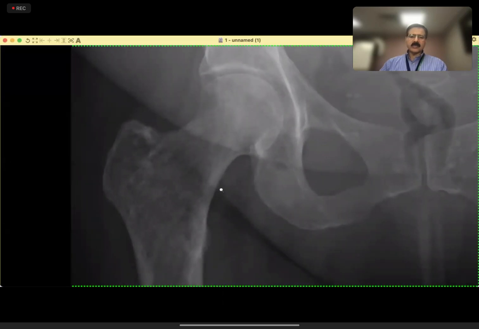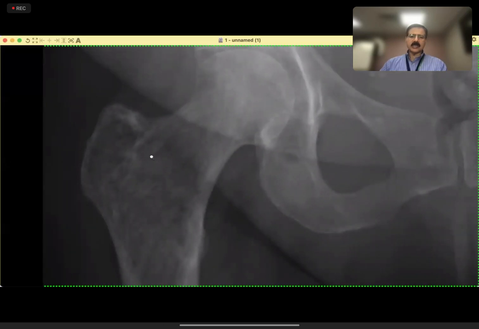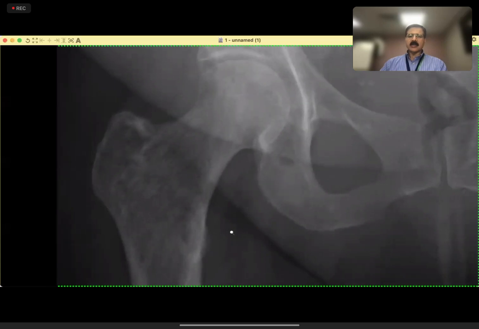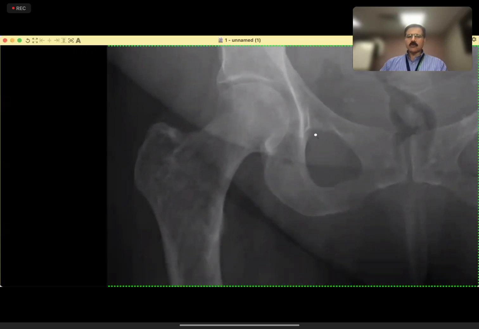Now look at the trabeculae, how coarse and thick they are. It's quite a unique finding. You will not see this finding in any other condition like this. And then the cortex, even a lucency in the cortex, a slight bit of expansion here, should not bother you.